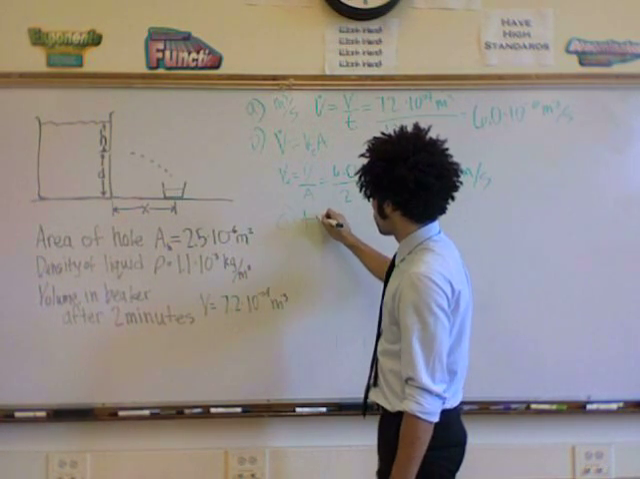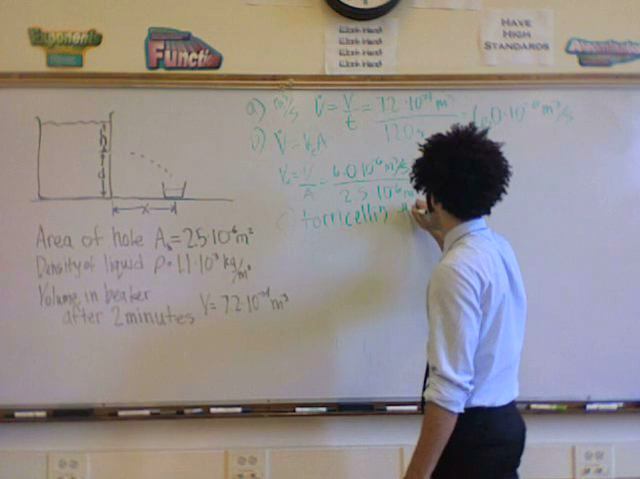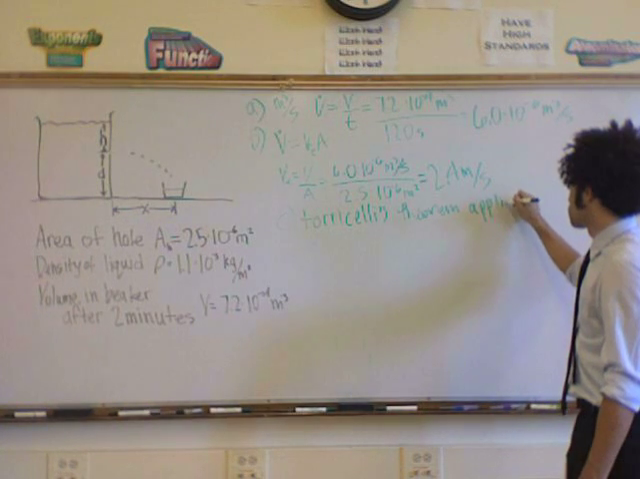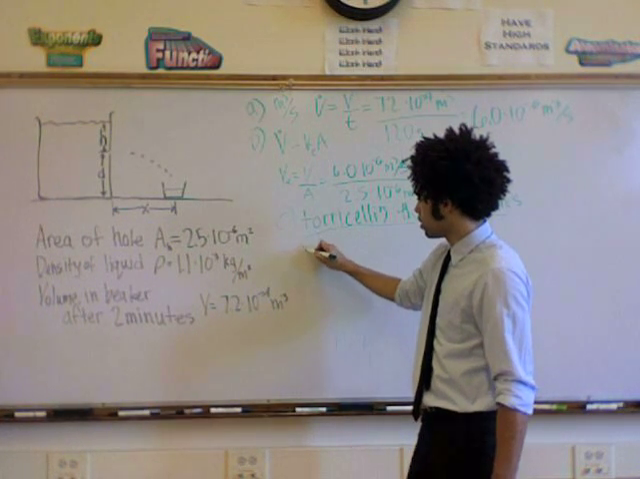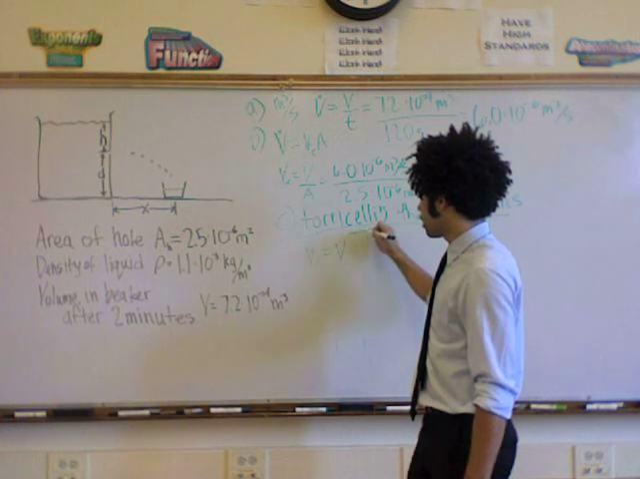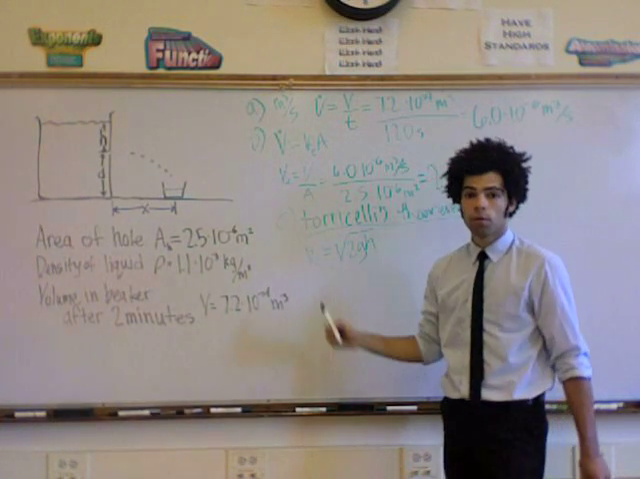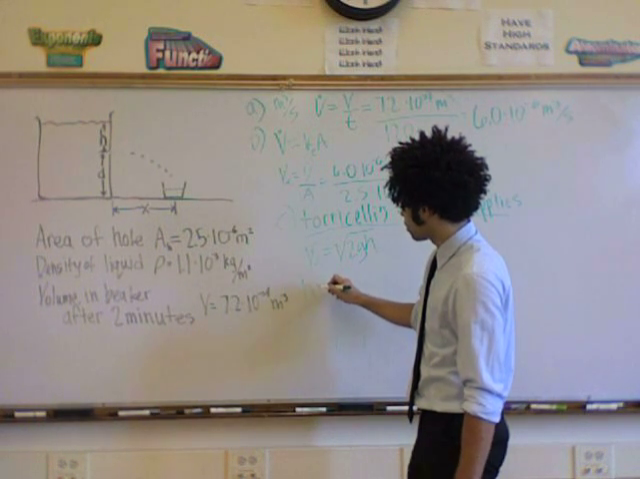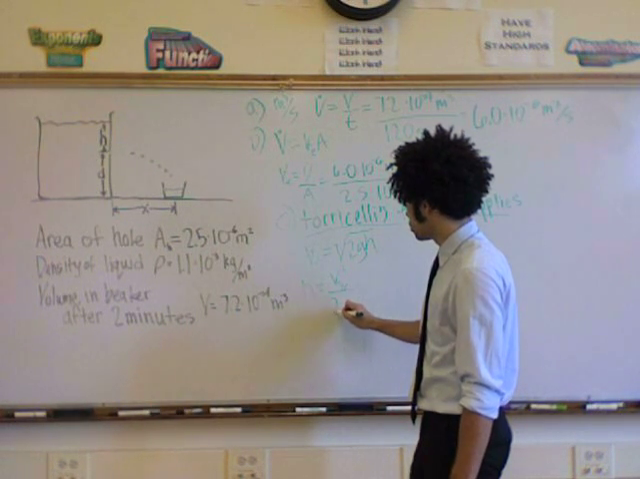So, let's write that. Torricelli's theorem applies. Right? Now, what is Torricelli's theorem? It's our exit velocity to our height, v exit equals the square root of 2gh. Now, we have our exit velocity. Now we just need to find h. h is equal to exit velocity squared over 2g.